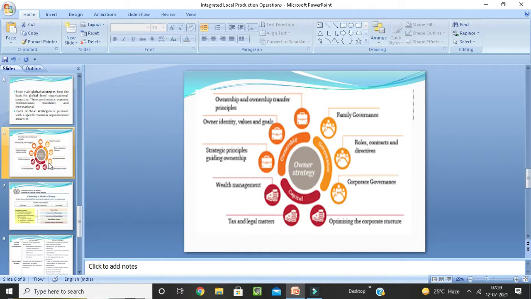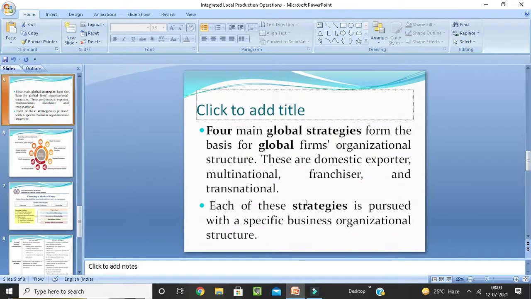Now, there are mainly the following ownership strategies, like joint venture and strategic alliances. The strategic alliances are classified into technology-based alliance, production-based alliance, and distribution-based alliance. Already we have discussed this. Now, there are four main global strategies to form a global firm's organization. They are domestic exporter, multinational exporter, franchisor, and transnational. All these strategies are pursued with a specific business organization structure.